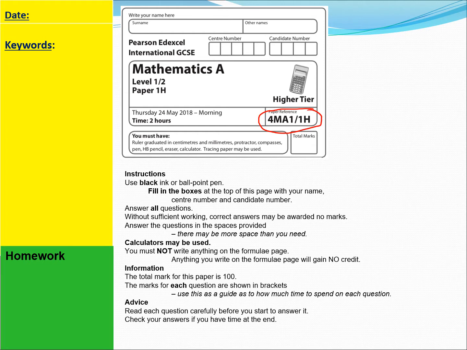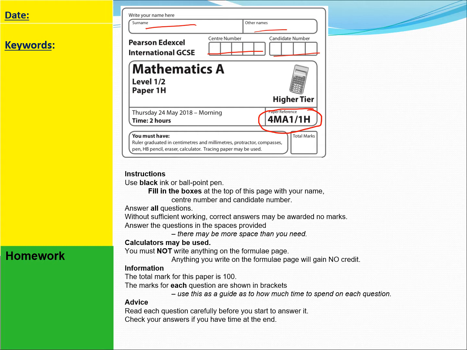And there are the instructions. So in the exam you need to use black ink or ballpoint pen. Fill in the boxes at the top of the page with your name, which is here in these places, a center number and candidate number, which are to be filled in these parts. Answer all questions, and without sufficient working, correct answer may be awarded no marks. That means if you do get the correct answer but you don't show sufficient working, you may not get full marks. There are more space than you need.